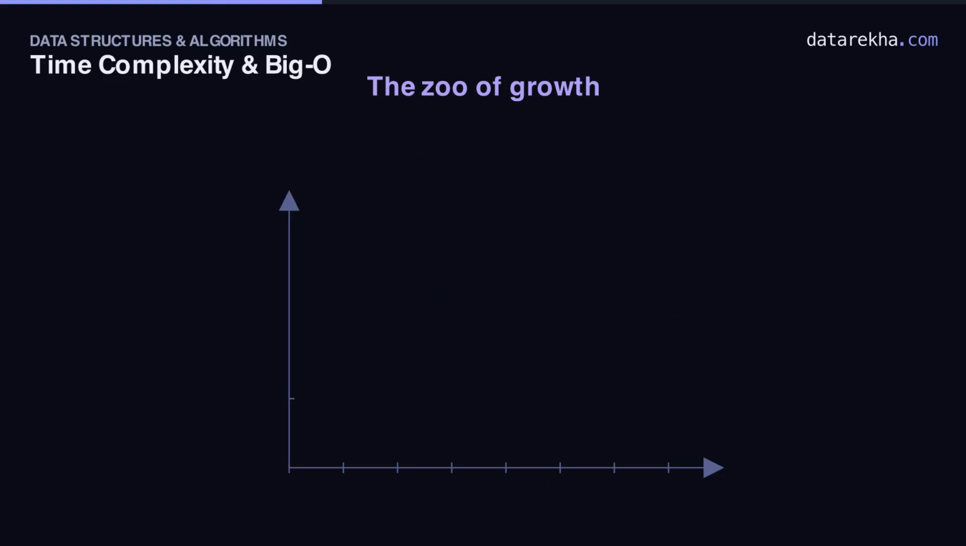Let's actually watch these growth classes race. On the flat axis is the input size n. Going up is the number of steps. Now let me draw each curve, slowest growing first. Order 1, constant time, is a flat line. The work never grows no matter how big n gets. Order log n barely lifts off the floor. Even for enormous n, it stays remarkably low.